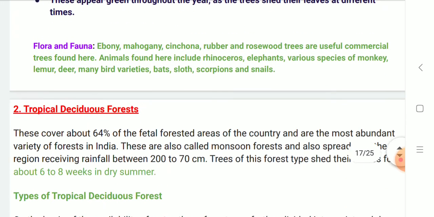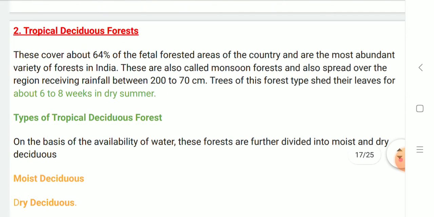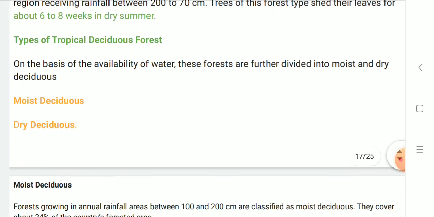Tropical deciduous forests cover about 64% of the forested area of the country and are the most abundant variety of forests in India. They are also called monsoon forests and are spread over regions receiving rainfall between 200 to 70 centimeters. They are again divided into 2 types, moist and dry deciduous.